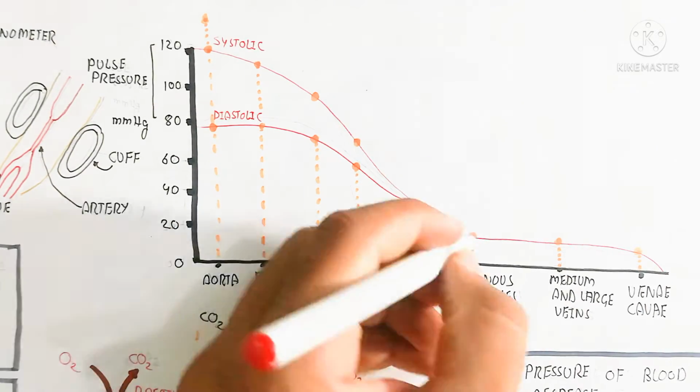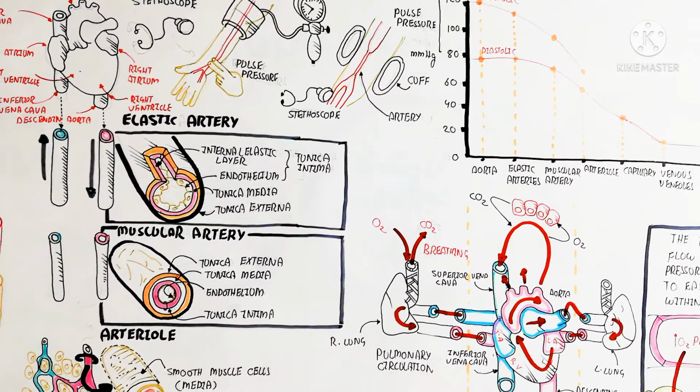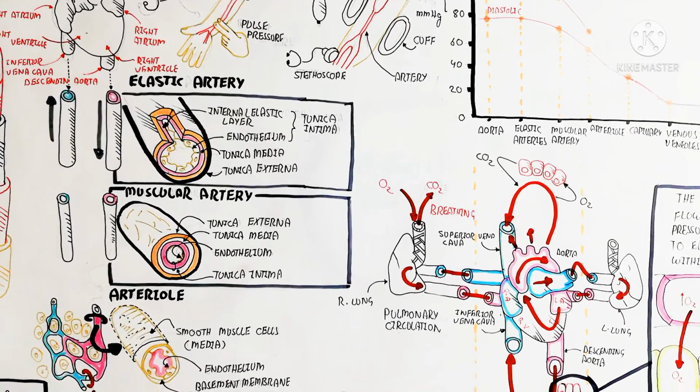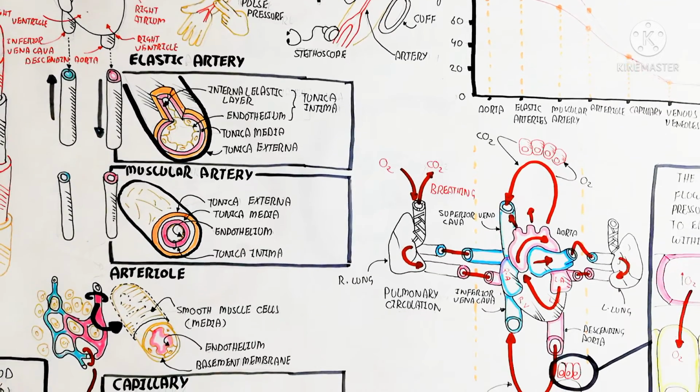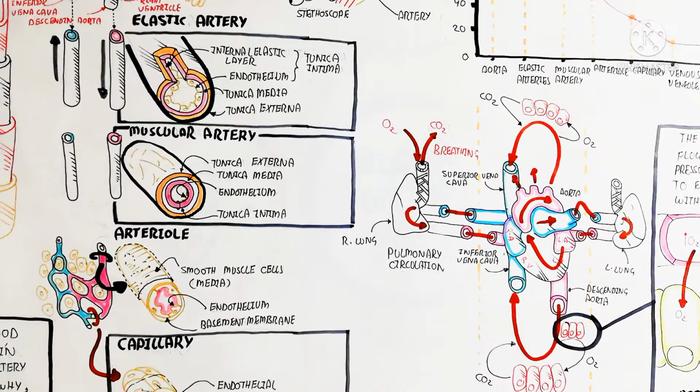So here, going further, both the diastolic and systolic blood pressure decrease as the surface area increases, and decrease when going toward the capillary.